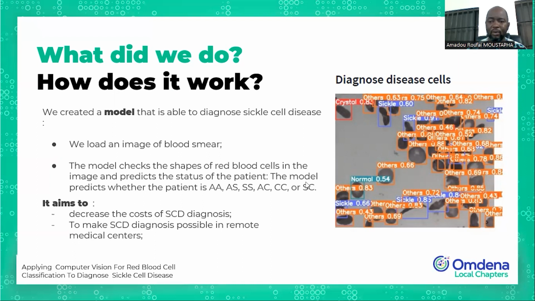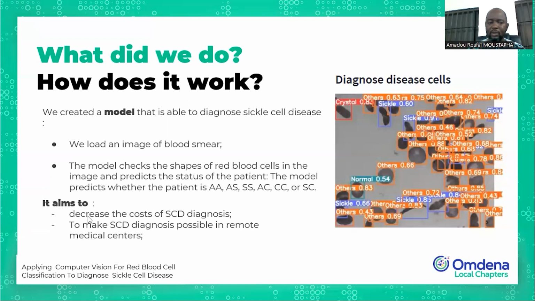It means it is able to say if the hemoglobin of our patient is AA, AS, SS, AC, or CC. Here is an example of the prediction done by our model. It takes the image, identifies the cells, classifies the cells, and does some statistics to be able to diagnose the disease.